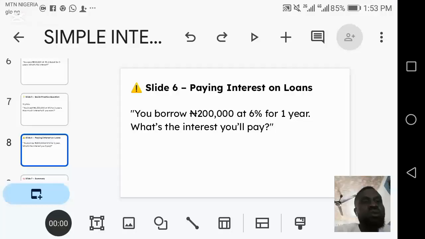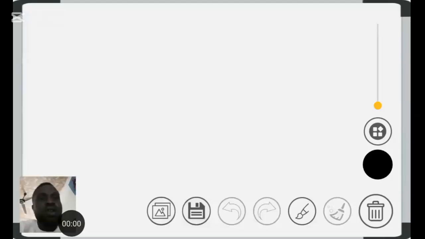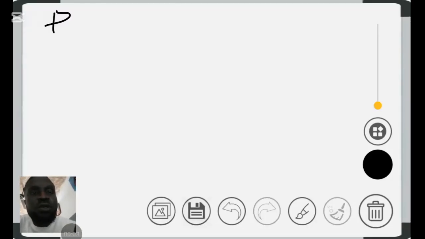Keep going. Okay, let's switch up. What if you're borrowing money? You take a loan of 200,000 naira at 6% interest for 1 year. How much interest will you have to pay? This is what you do. You write the formula as usual: I is equal to principal times rate times time.